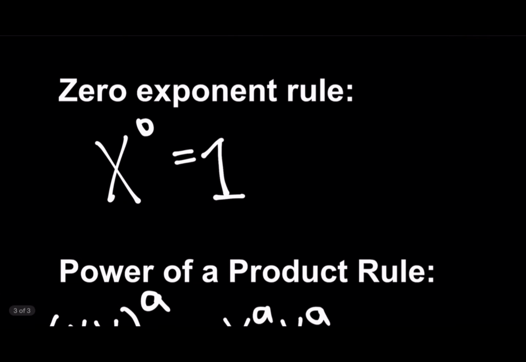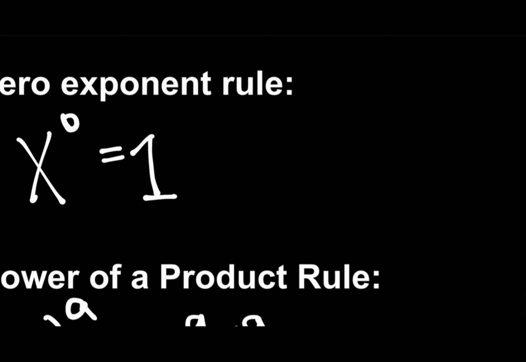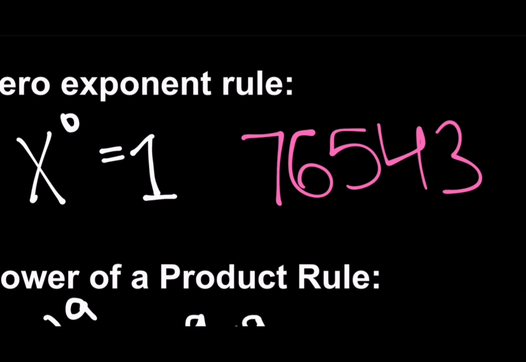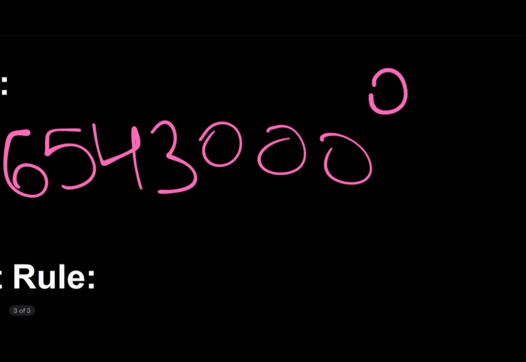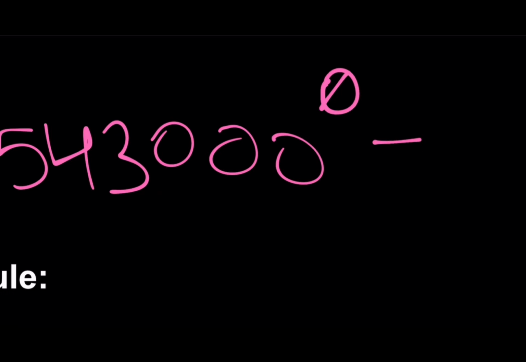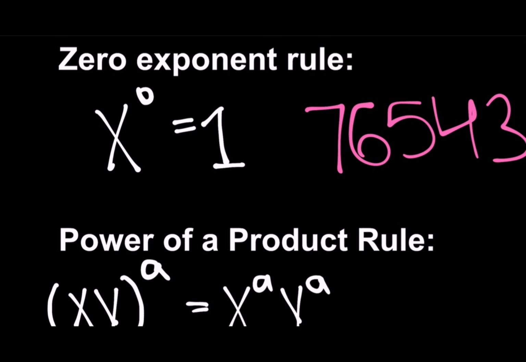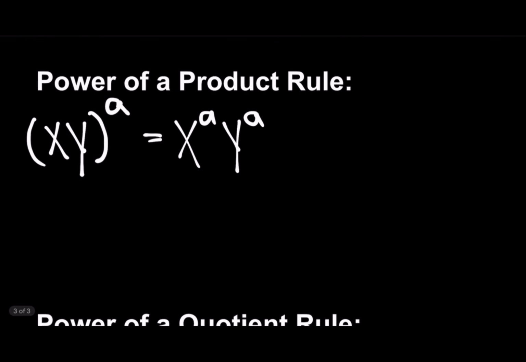So the zero exponent rule is pretty self-explanatory. Any base except 0 raised to the 0 power is still equal to 1. So if we had like 7, 6, 5, 4, 3 million, it doesn't matter what number it is. If we had that to the 0 power, your answer is just 1. Okay?